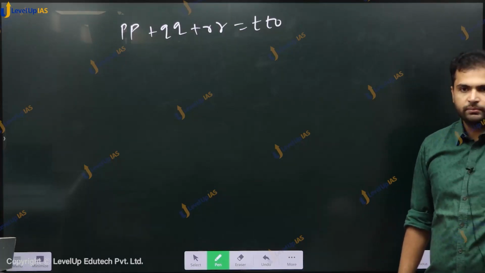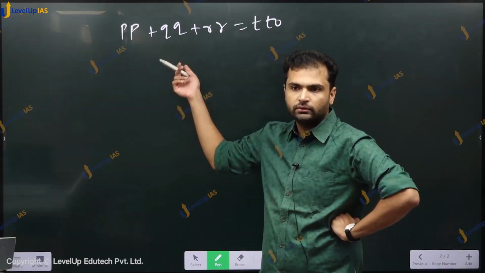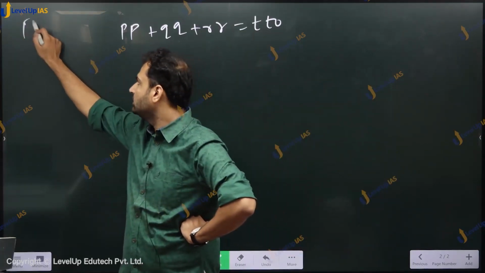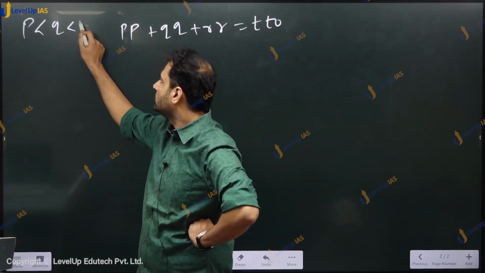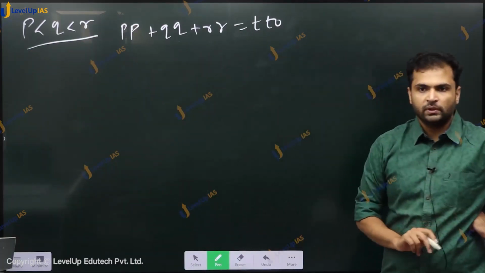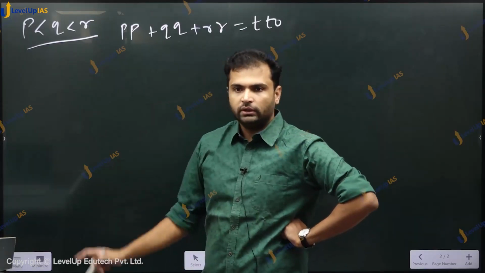Now, these are two-digit numbers. PQR are two-digit numbers, and we have an additional condition: P less than Q less than R. This condition they have also given. This is a strict inequality, so none of them can be equal.